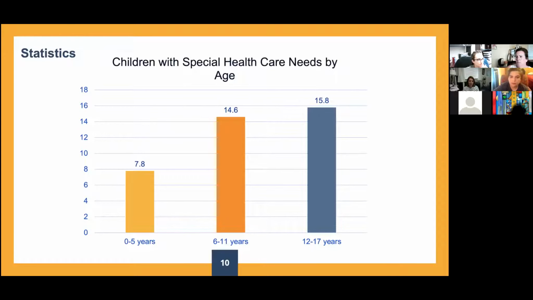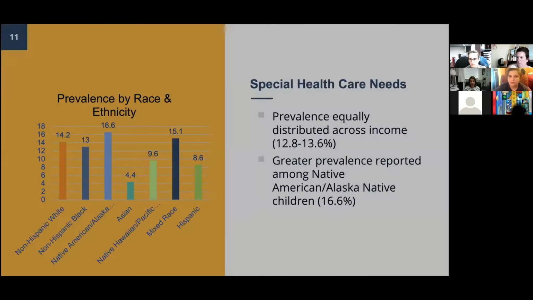But within 0 to 5 years, the national prevalence is about 7.8% of children of that age have a special health care need. And that jumps up, doubles to 14.6 in the middle childhood years, 6 to 11. And then adolescents, you have 15.8% of that population having a special health care need of some sort.